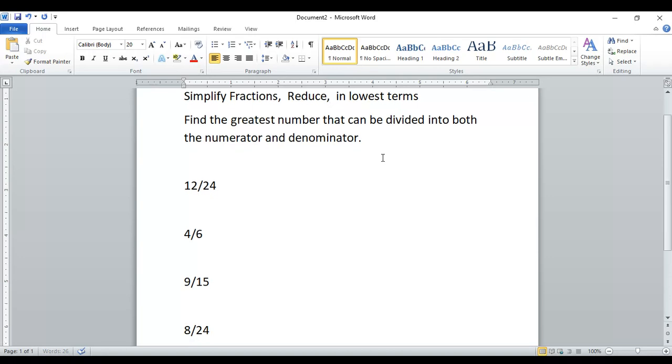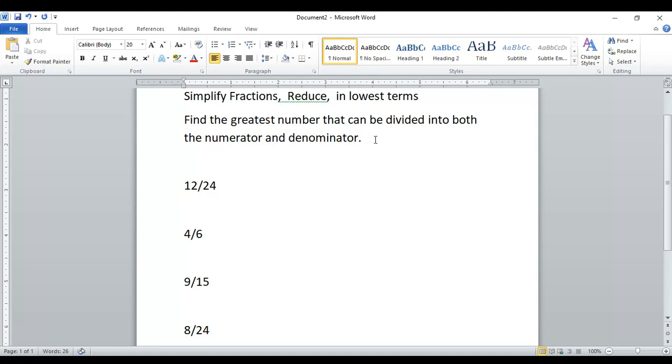And you are going to find the greatest number that can be divided into both the numerator and the denominator. Numerator's top number, denominator is bottom number. Now we have been creating equivalent fractions, and we've been using multiplication to do that. And as you know, if we multiplied the numerator by something, we had to multiply the denominator by the very same thing. So if we multiplied numerator by 2, denominator had to be multiplied by 2. If we multiplied numerator by 70, we have to multiply denominator by 70. The top and the bottom have to be treated exactly the same.